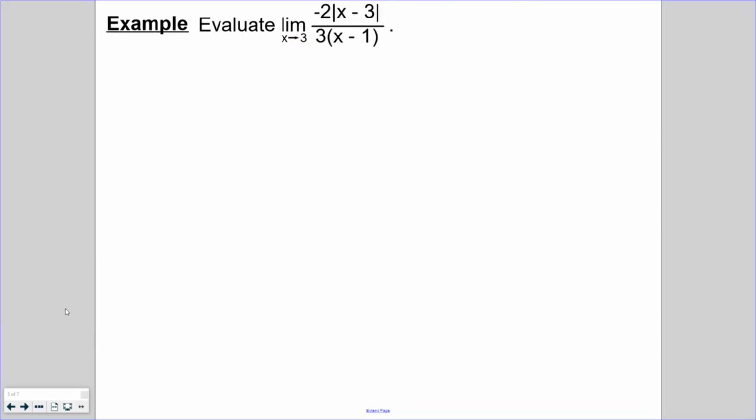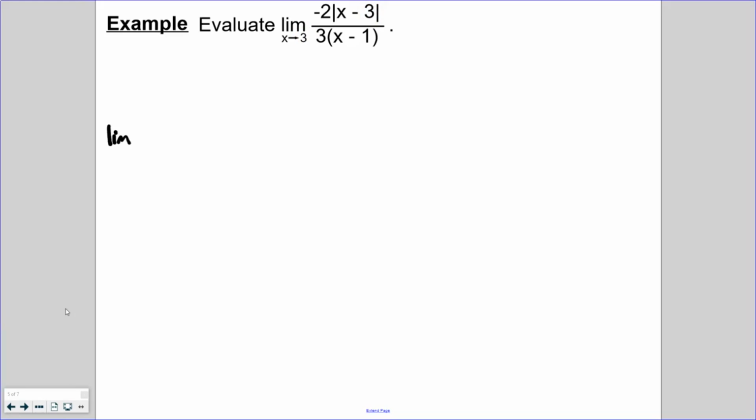All right, so let's take a look at another one. Here, we want to evaluate the limit as x approaches 3 of negative 2 times the absolute value of x minus 3 all over 3 times x minus 1. Now here our absolute value is x minus a number, so we can see that our a value is 3, and our a value in our absolute value function matches the a value of the limit, which means we can break it apart into its two one-sided limits and its negative and positive piece.